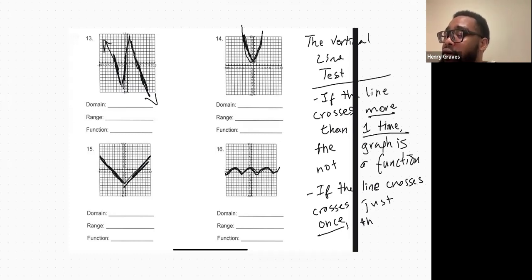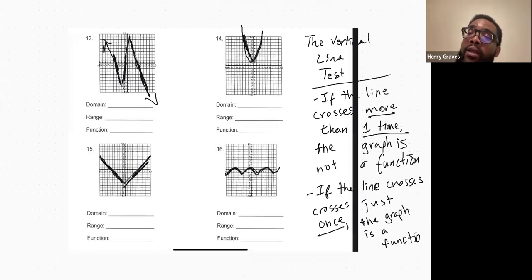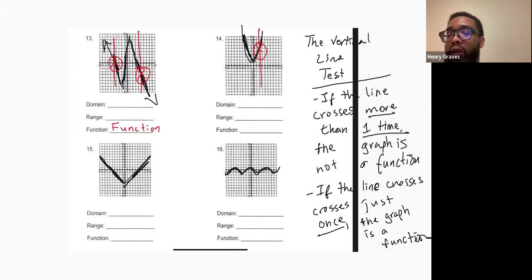So let's go ahead and put that vertical line test to use, right? If I draw a red line right here, you see how it crosses once, right? So this is a function. Same thing on number 14. Draw vertical lines. See how it only crosses one time? This is also a function. Again, cross once. So this is a function.